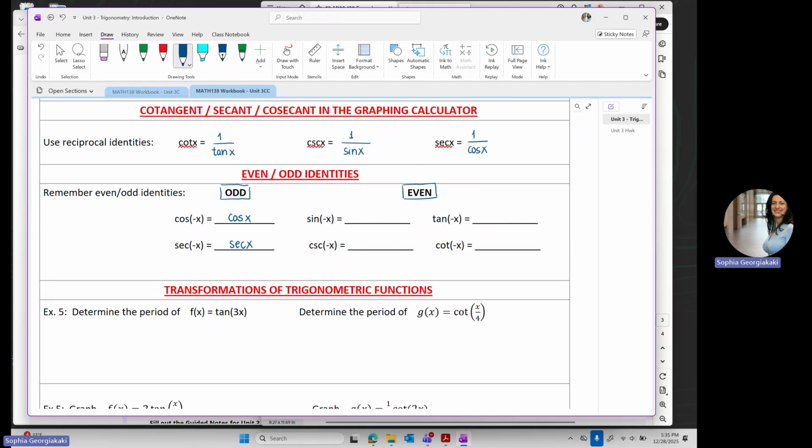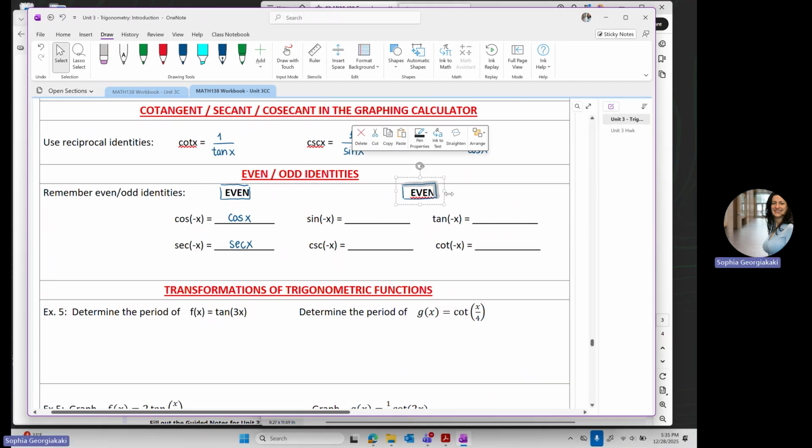Even functions. Oh, sorry, that's the mistake. So the mistake here is that I need to change this. The cosine and the secant are even, and the other functions are odd.